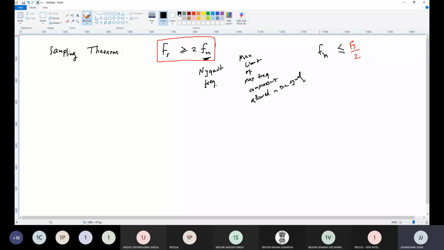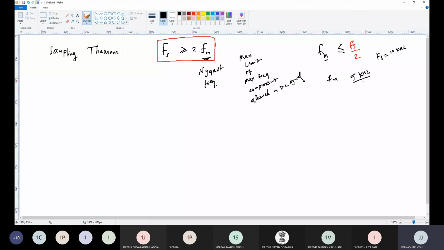So if I am sampling the signal with a sampling frequency of 10 kilohertz, if my FS is equal to 10 kilohertz, it means that I should not have any frequency component higher than 5 kilohertz. FS should be greater than or equal to 2 times FM, meaning the maximum frequency component should be less than FS by 2, meaning anything beyond 5 kilohertz is not allowed. Are you able to understand it?